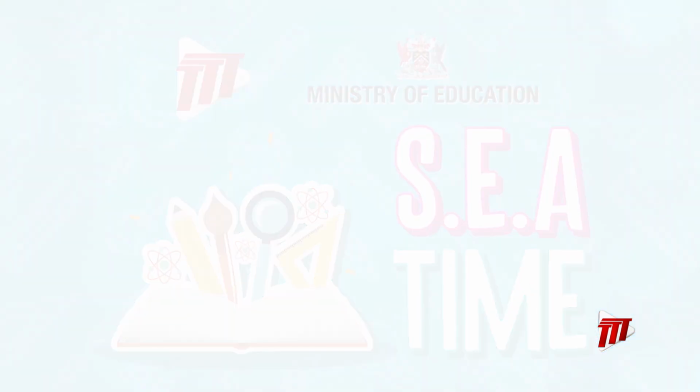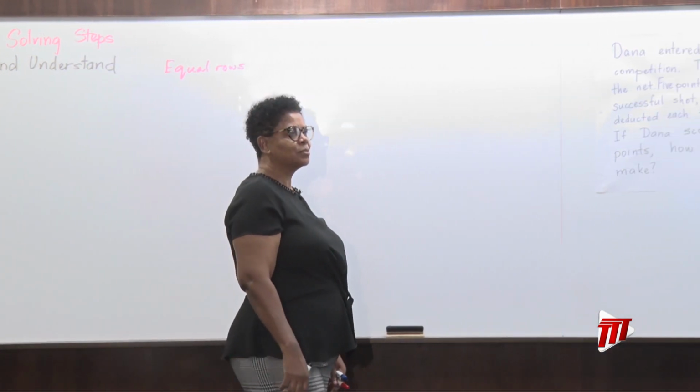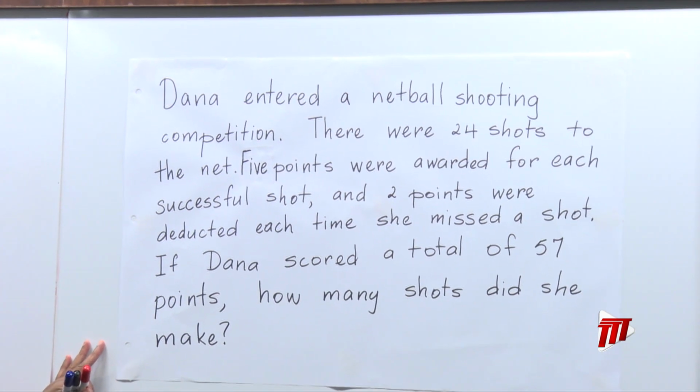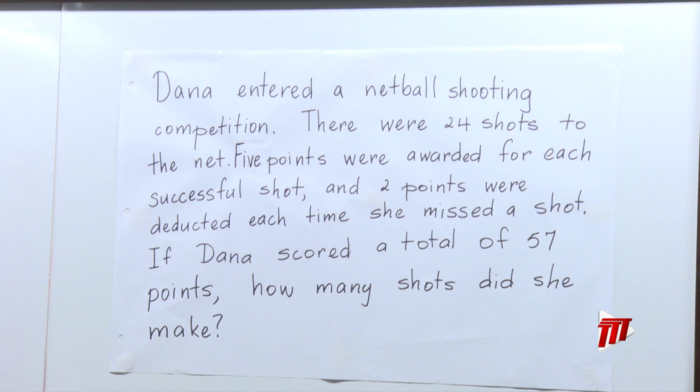This is problem number 6. And this problem is about sports. As I read this problem, you can read it at home. Dana entered a netball shooting competition. There were 24 shots to the net. 5 points were awarded for each successful shot, and 2 points were deducted each time she missed a shot. If Dana scored a total of 57 points, how many shots did she make?